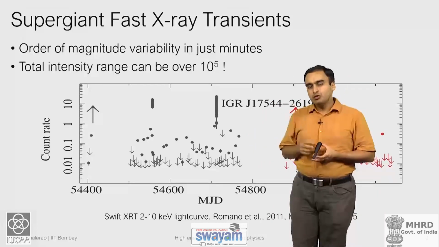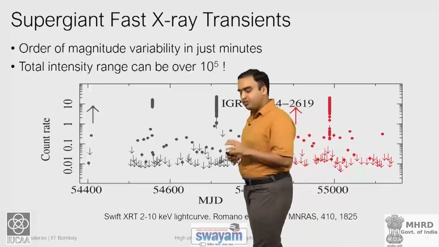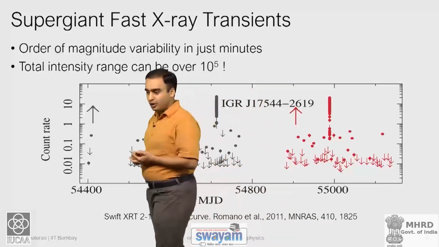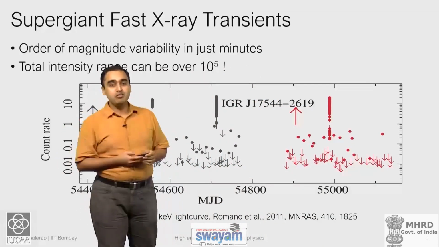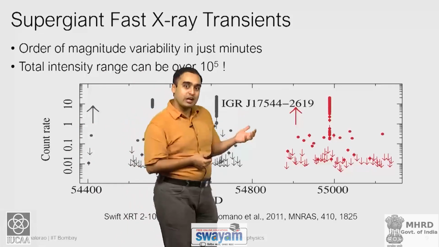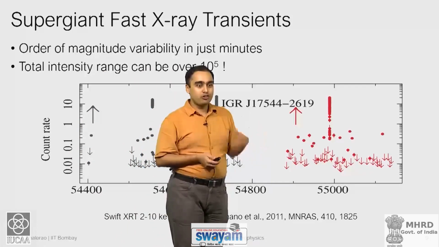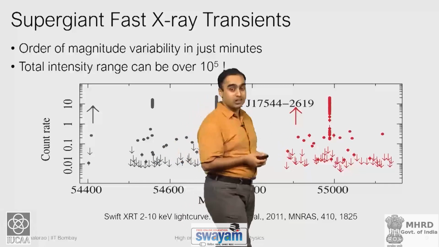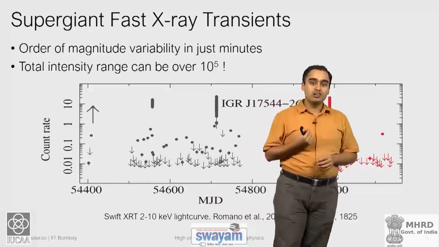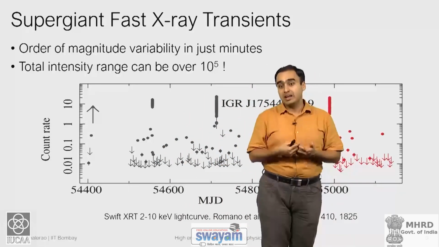In astronomy, we are used to seeing very large numbers, so it is easy to forget the implications of this. But remember that the brightness of the sun, even if it varied by as little as 10%, that would be catastrophic for our space weather and for our atmospheric phenomena and so on. This object is varying by a factor of 1 lakh.